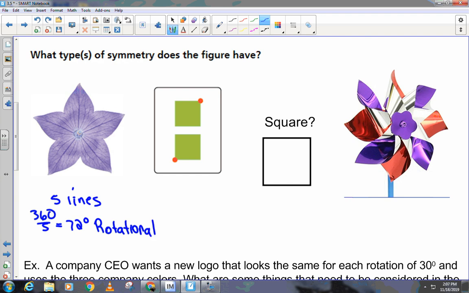Okay, what about this little game piece? Does it have reflectional? No. What keeps it from having reflectional? Those dots keep it from having reflectional, don't they? What about rotational? Yes, 180. So no line, and then 180 degree rotational. Does it have point symmetry? Yes.